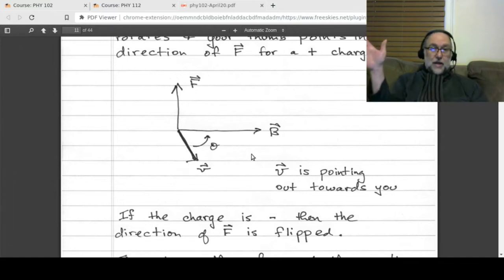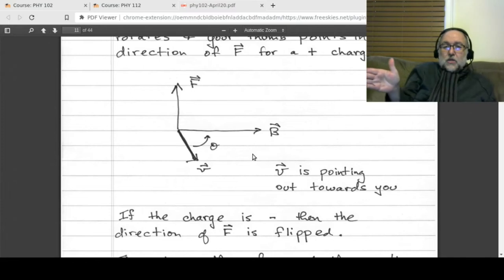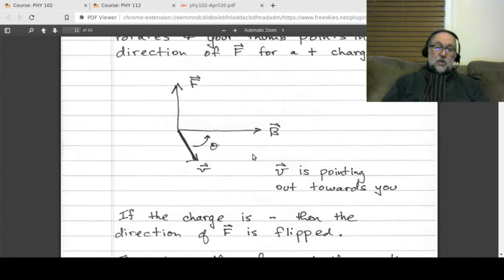What you do is you take your right hand and you point your fingers in the direction of the rotation. So V is rotating towards B, and your thumb will point in the direction of the force. There it is for a positive charge. So once again, start from V, rotate it towards B, point your fingers in the direction of the rotation, and your thumb will point in the direction of the force. If it's a positive charge, that's the direction of the force.